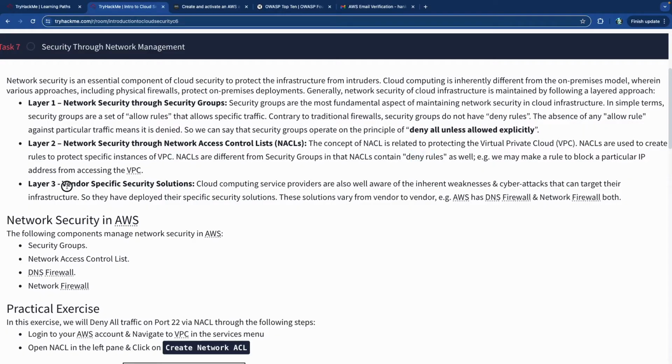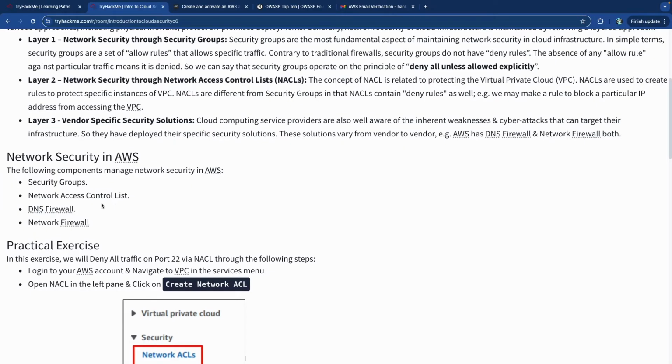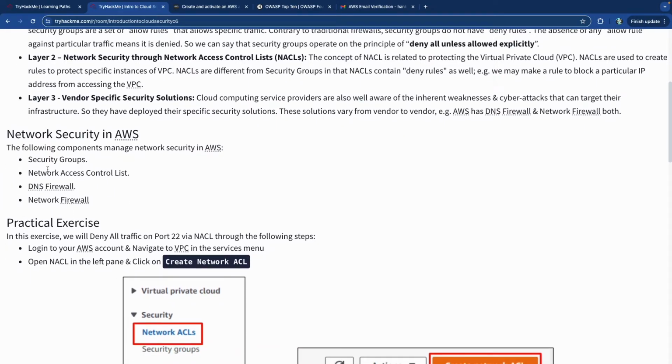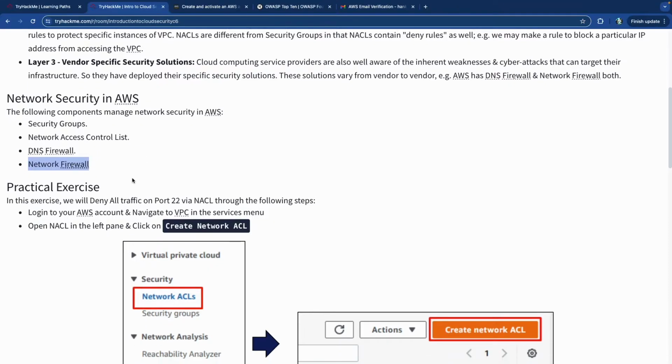Then you have layer 3, which is the vendor-specific security solutions. Service providers are also well aware of the inherent weaknesses and cyber attacks that can target their infrastructure, so they have deployed their specific security solutions. These vary from vendor to vendor, meaning AWS has different rules, for example, DNS firewall and network firewall. So network security in AWS falls under several components, which are the security group, the network access control list, the DNS firewall, and the network firewall.